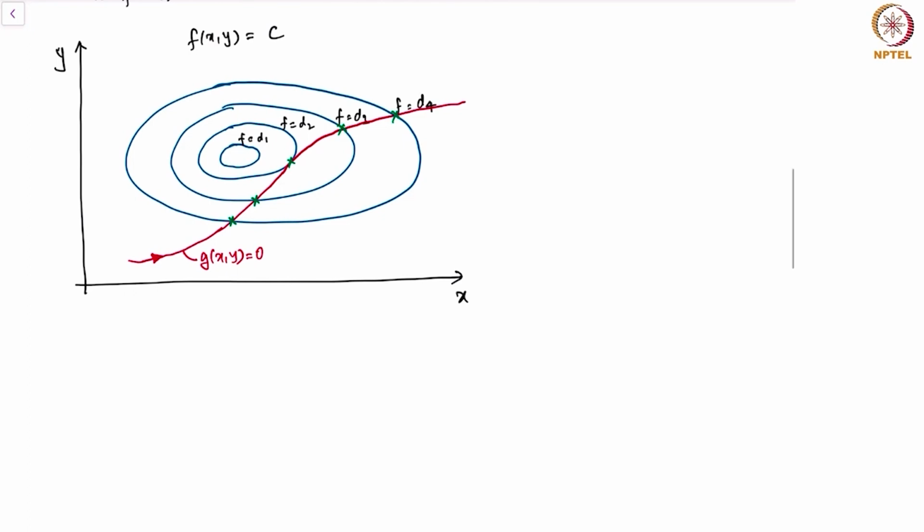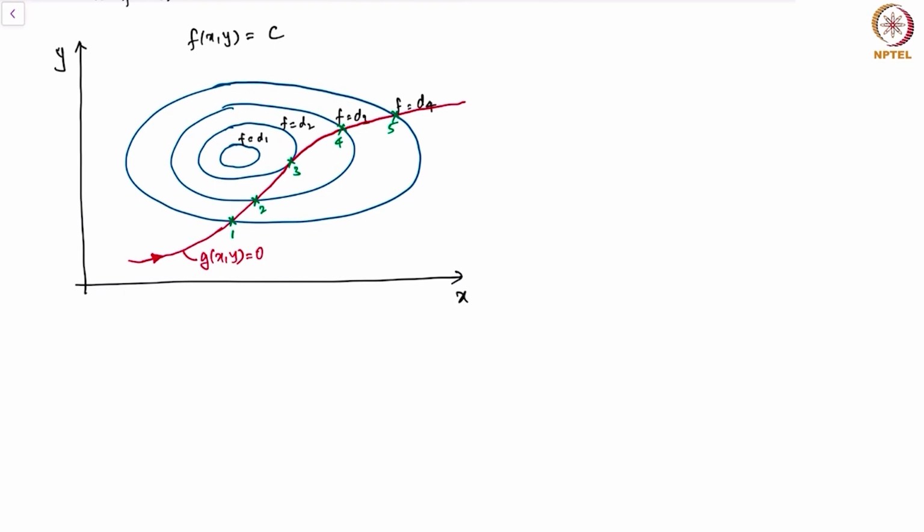Now let's basically number them 1, 2, 3, 4, and 5, and so on. All of these points that I'm showing satisfy the two essential requirements, which is f of x comma y equal to c and g of x comma y equal to 0. But what are we actually trying to do here?